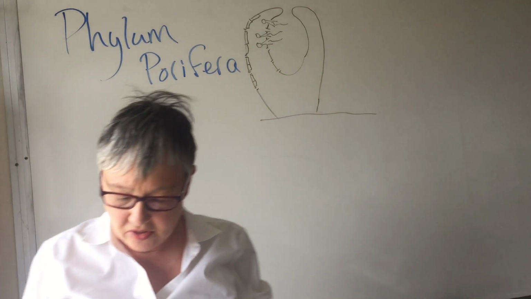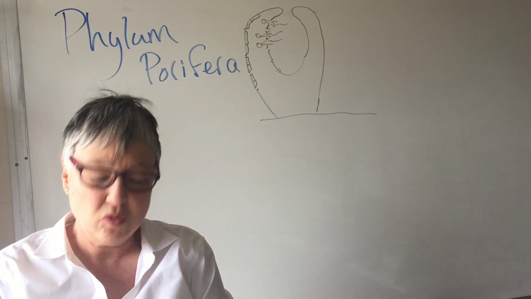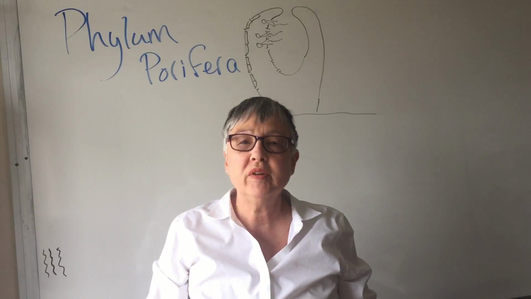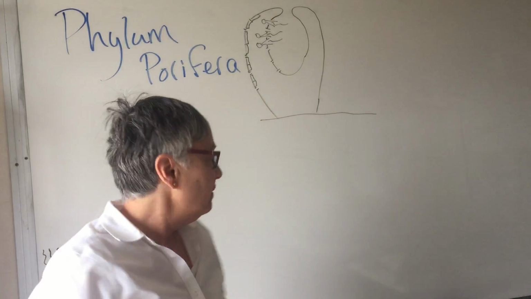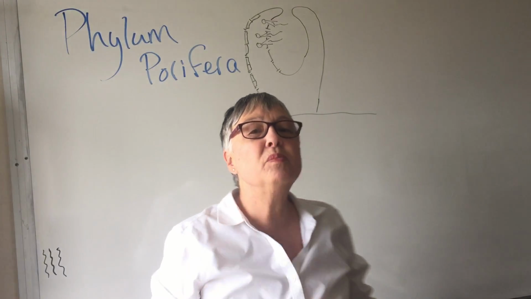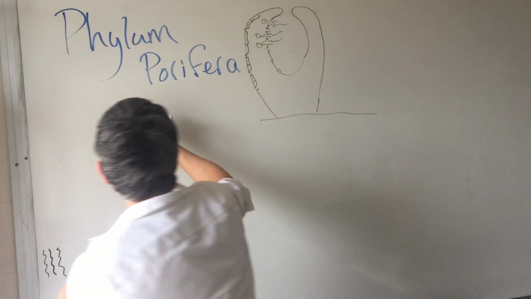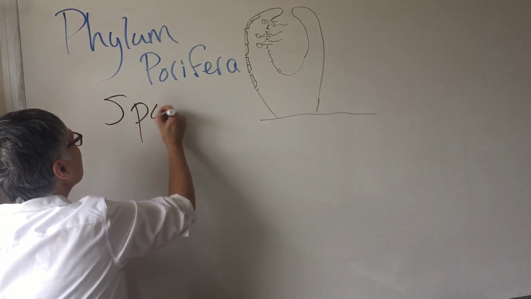Dr. Martin's lecture, supplemental lecture on chapter 23, section 2. I'm going to talk about phylum Porifera today. This is the simplest group of the animal kingdom. They are what we know as sponges.